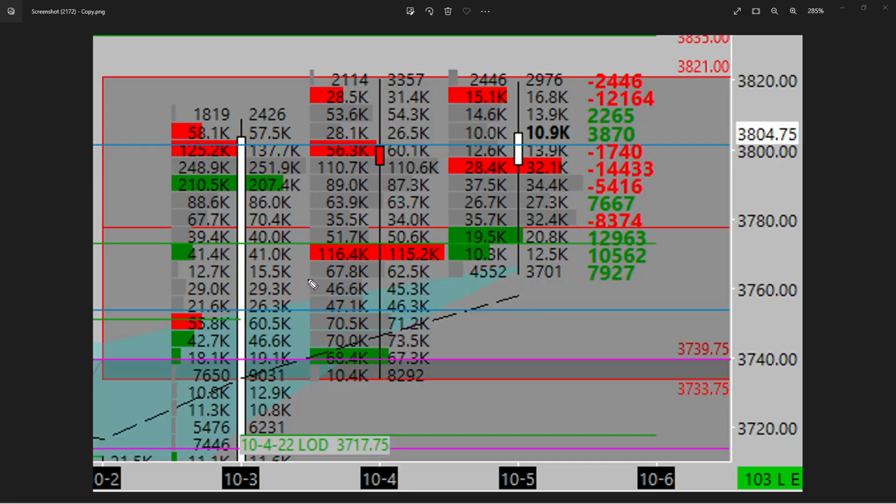Not only that, but high volume areas are valid trade locations. Some traders like to trade off them. I typically do not, but nonetheless, it is a place where we should expect action, and that is why the low of the overnight session was there.